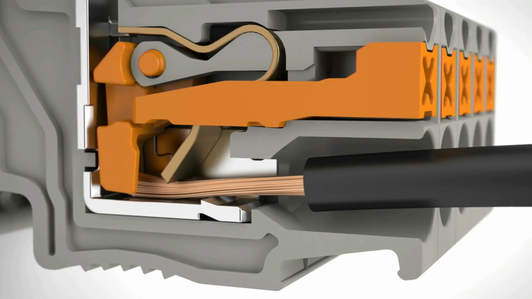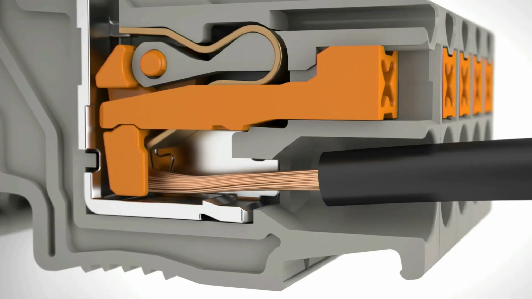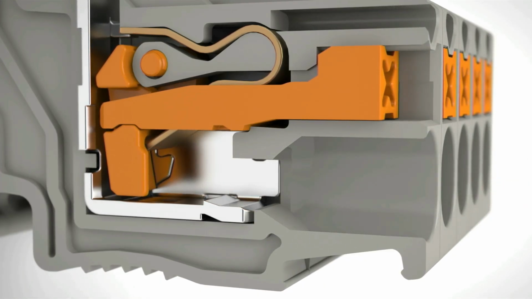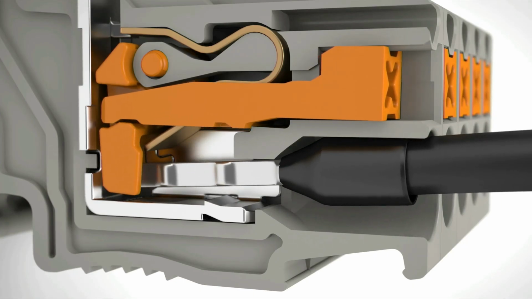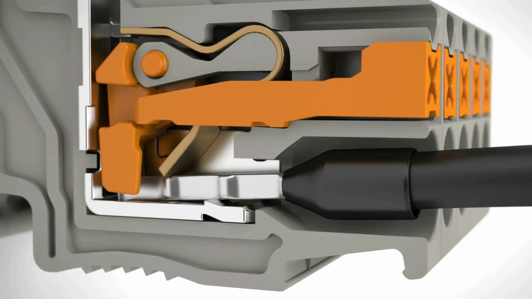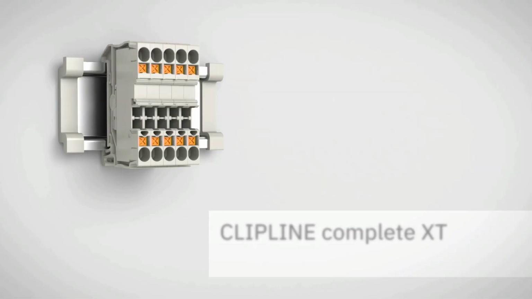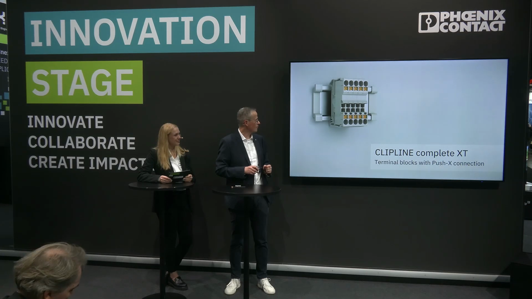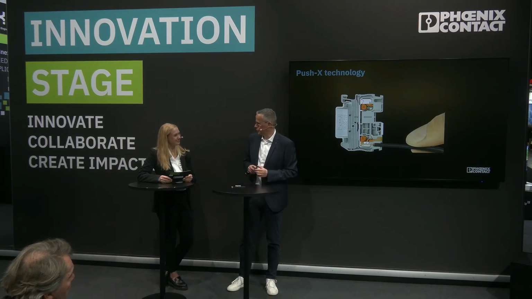There is an element on the bottom, and the spring of the push-X terminal is preloaded. If you push in the wire, then you can release the spring, and it can be reused, of course. And as you can see here in the video, it can also be used with conductors with a ferrule. So this is the push-X termination technology.